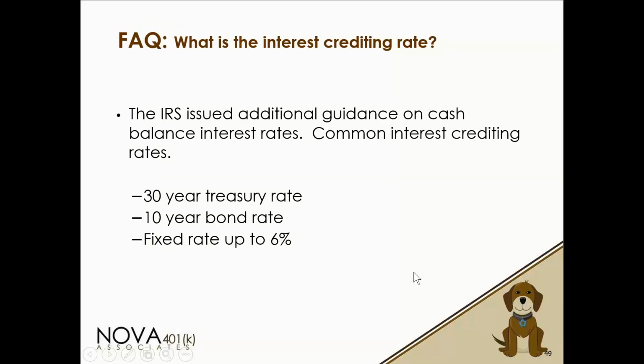The IRS issued additional guidance on cash balance interest rates. Common interest crediting rates are the 30-year Treasury, the 10-year bond rate, or a fixed rate up to 6%. We normally do 5% because that corresponds with the IRS maximum benefit that we can get the owner. There's some math there that makes that percentage desirable. But we design plans sometimes with a 3% rate of return, or a 4% rate of return, if it helps us pass testing. It kind of depends on the demographics. If you want to talk about interest crediting rates more, get with your Nova salesman, and all three of us can bat it around. It can be a tricky discussion.